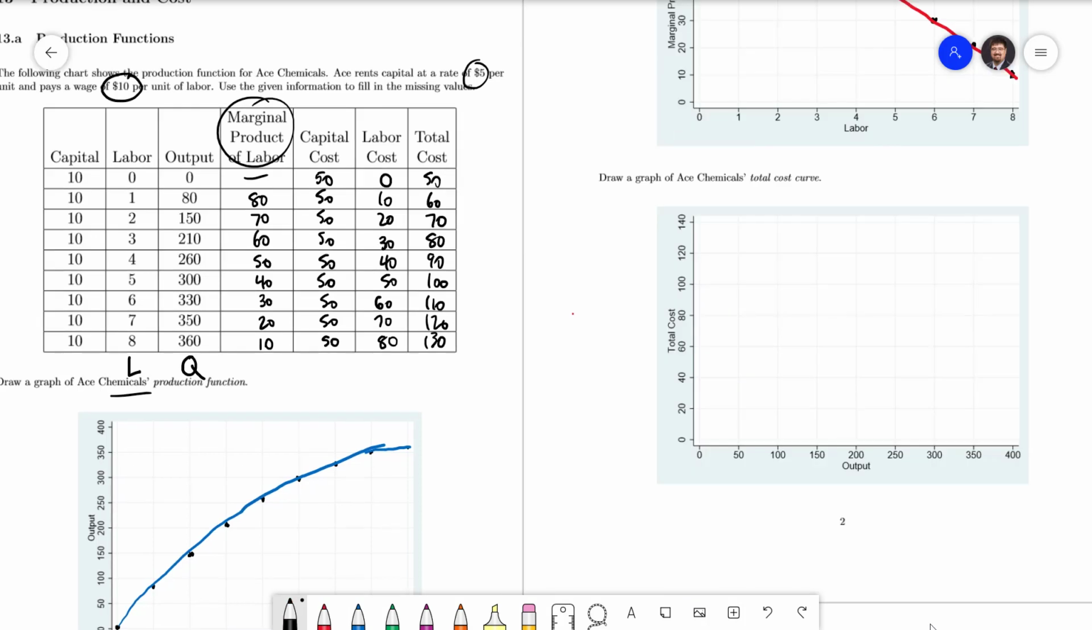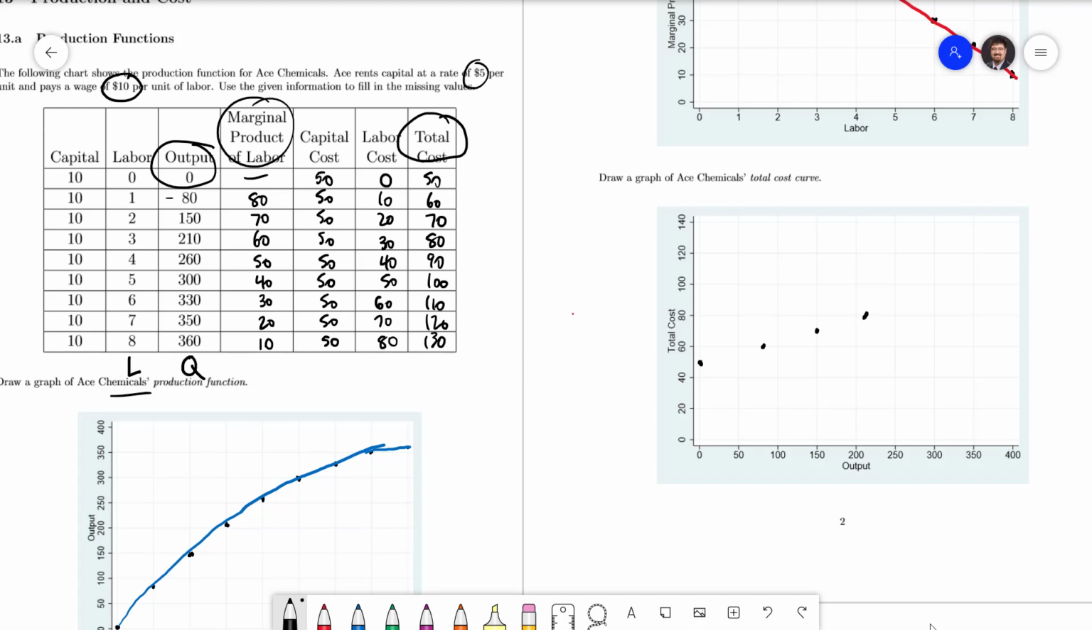Our final task is to graph the total cost curve, which has the output on the horizontal axis and the total cost on the vertical axis. At 0, our total cost is 50. That's due just to the capital that we had. Our next point is at an output of 80 and a total cost of 60. Then we have an output of 150 and a total cost of 70. Output of 210 and total cost of 80.